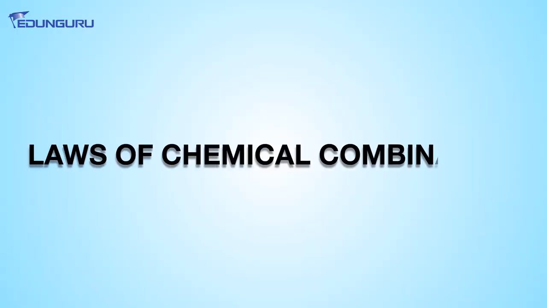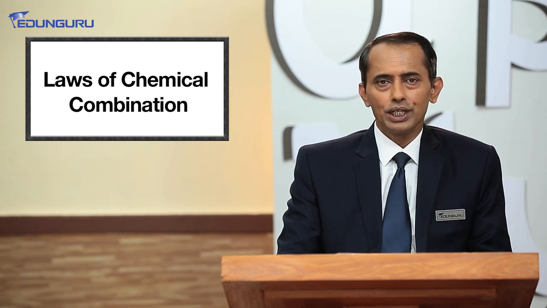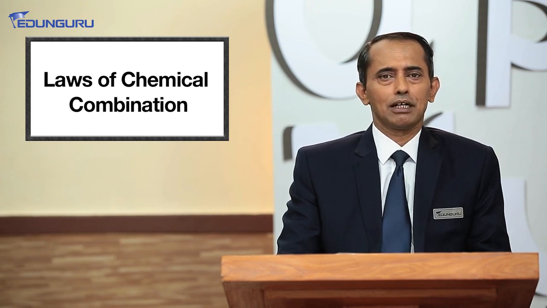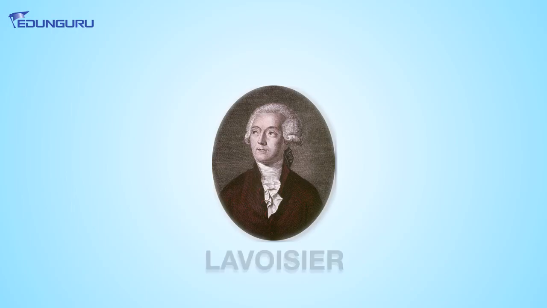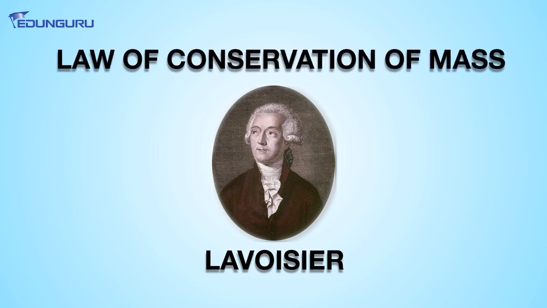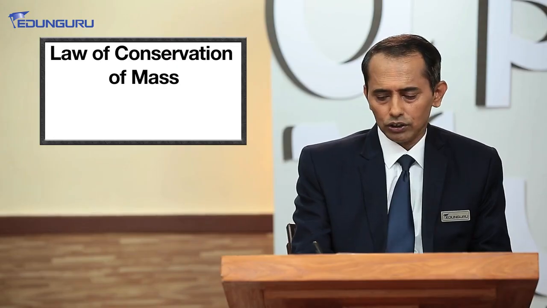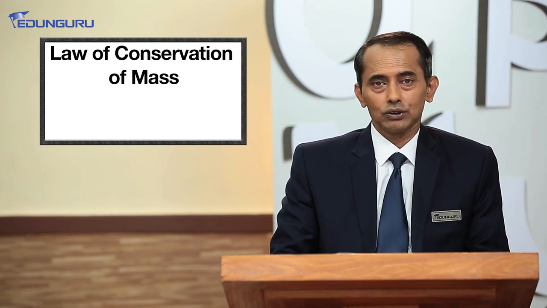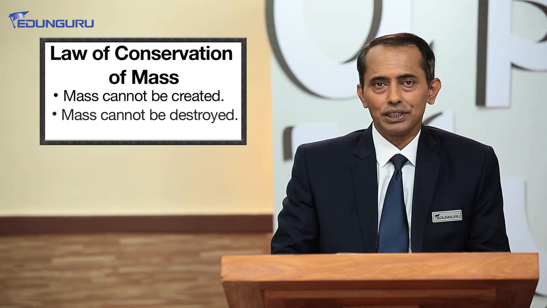Next we will go to laws of chemical combination. Just now we finished Dalton's atomic theory, and looking at Dalton's atomic theory, laws of chemical combinations came one after another. First given by Lavoisier, a big scientist, and he said that law of conservation of mass. Now, in law of conservation of mass, what he actually stated? He stated that mass cannot be created, mass cannot be destroyed.